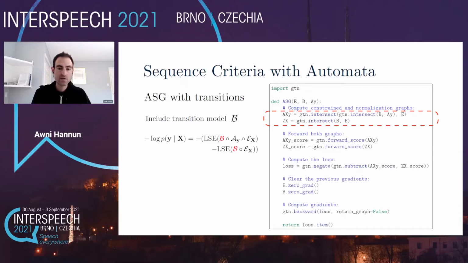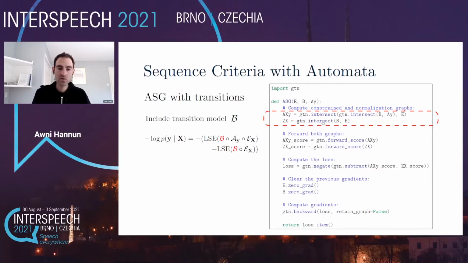So now ASG with transitions, if I want to include those transition scores, it's quite simple. What it looks like is my function now takes as input, instead of 2 graphs, 3 graphs. We've added the bigram transition model. And then when I want to compute the score of all the target constrained alignments, I just have to intersect with the transition graph at some point as well.